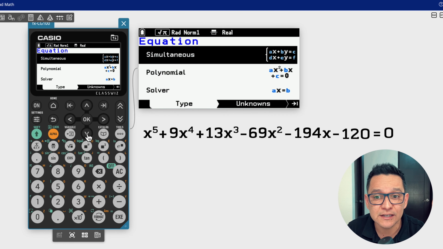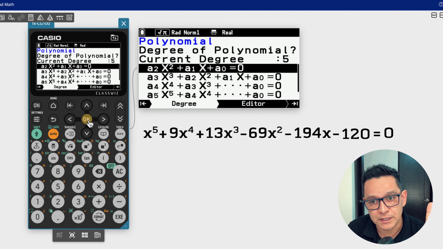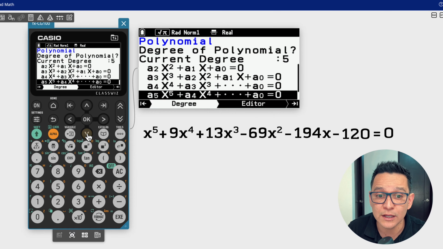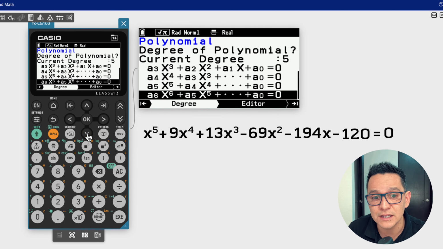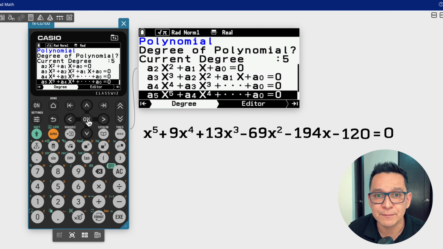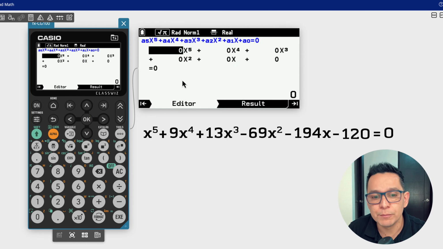We're going to have to select the one that says Polynomial, so we press OK. And now I want you to see, it gives me options for quadratics, also for cubics, fourth degree, this one even gives me fifth degree, and it even goes up to sixth degree, and that's it. Let's select here. So it gives me the fifth degree one, and now the same thing. We're going to have to enter each of the coefficients of the equation little by little.